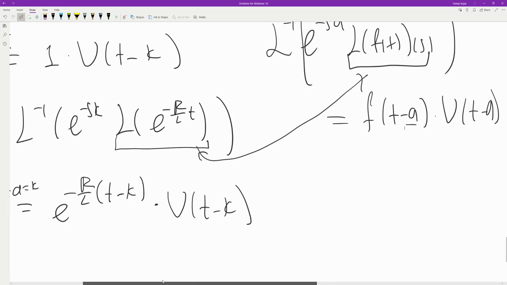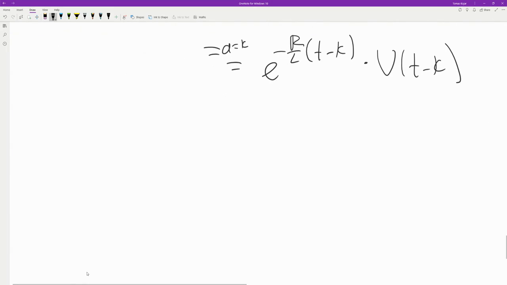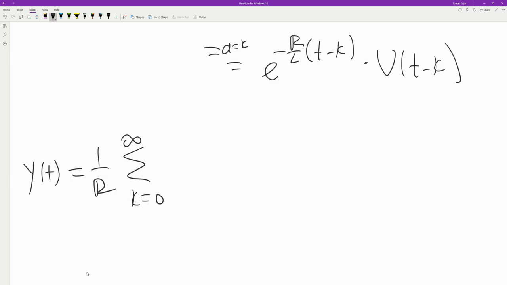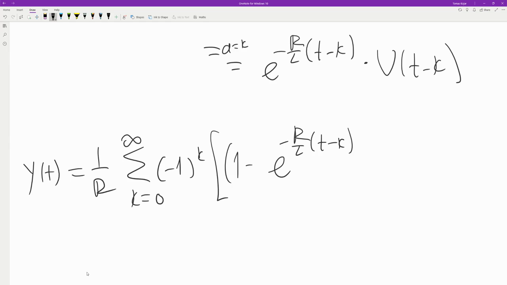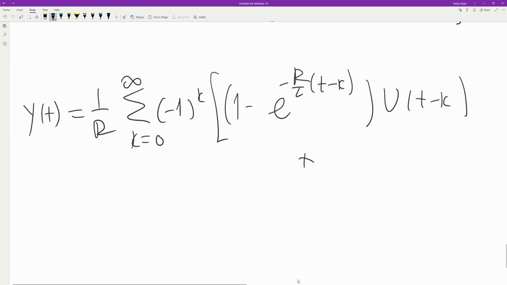All right, so let me write you the final answer. There are two more terms, but they're handled the same. So we have an infinite sum, and yeah, minus 1 to the k, 1 minus step function, and there's a shifted term.